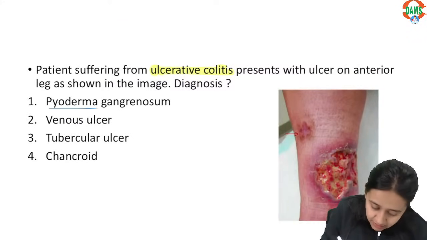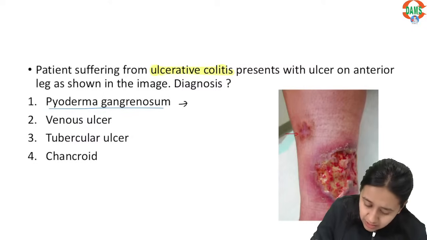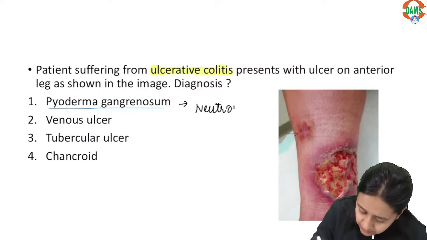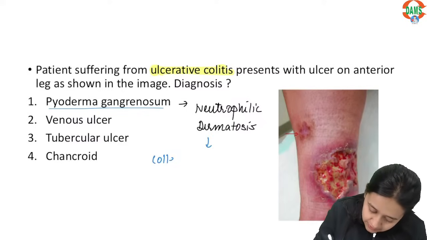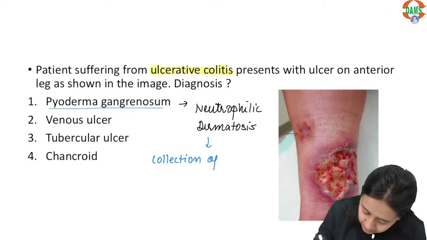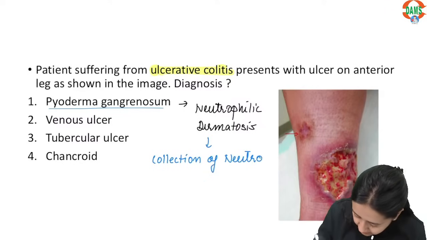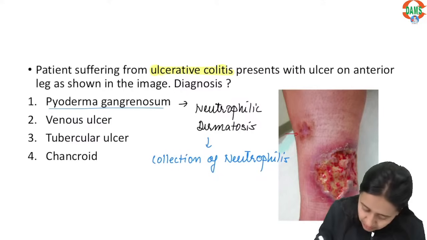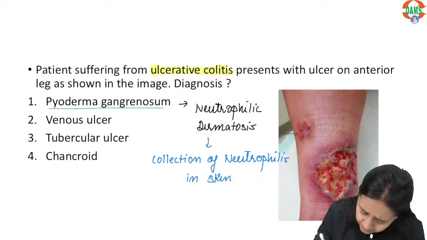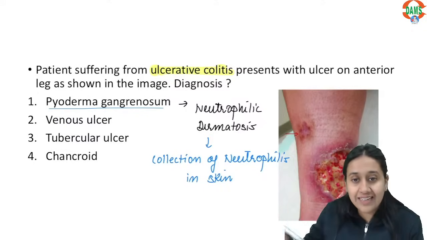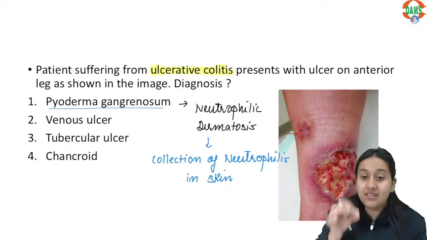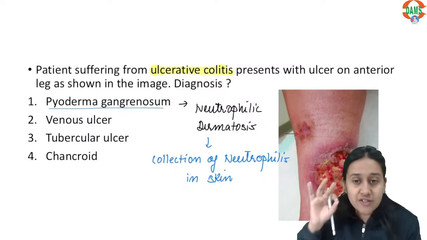This pyoderma gangrenosum belongs to neutrophilic dermatosis. What is happening here? There is a collection of neutrophils in the dermis, or better, in the skin. You develop a collection of neutrophils in both the epidermis and dermis. This is pyoderma gangrenosum. The clinical feature is a rapidly progressing ulcer which is very painful.